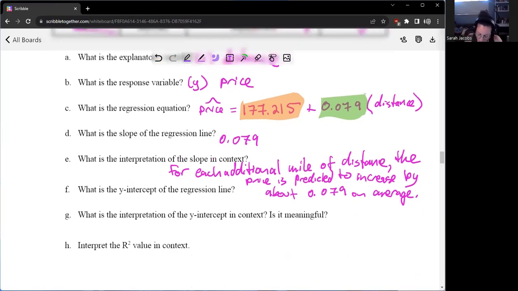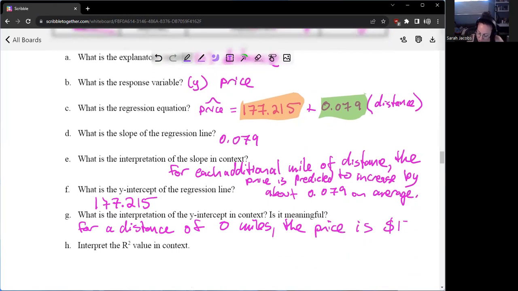Okay. The y-intercept is our 177.215. And the interpretation would be for a distance of 0 miles, the price is $177. I don't know about you, I'm not flying with that airline. I would say this is not meaningful.